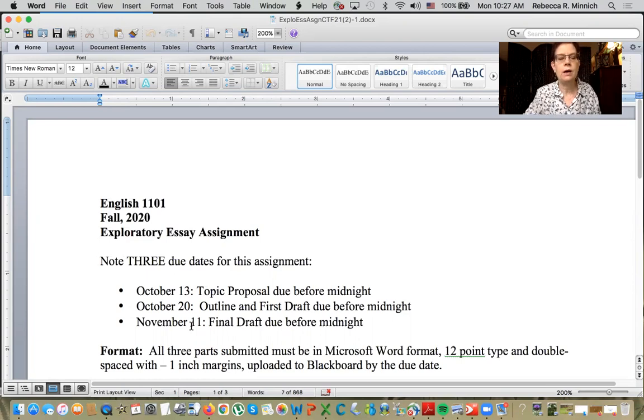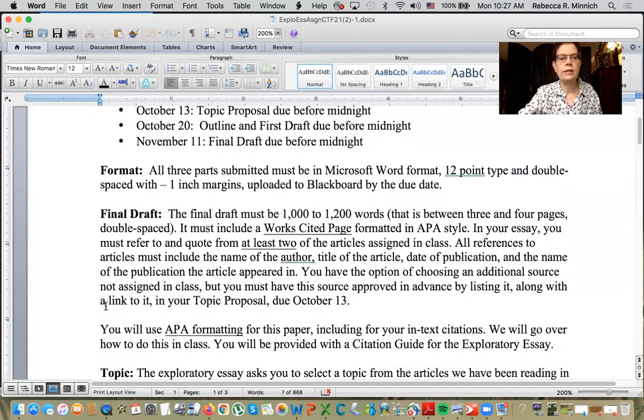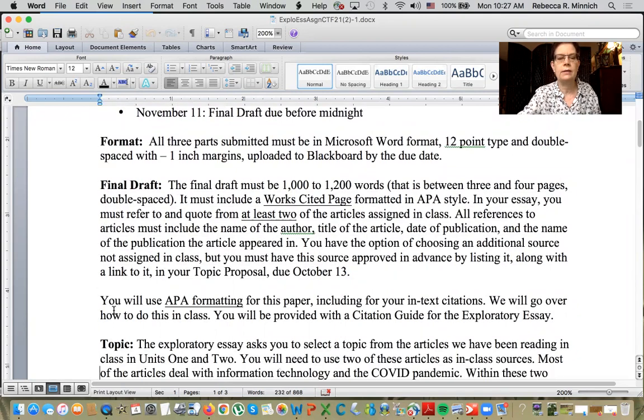So you will have an opportunity for my feedback between the topic proposal and the first draft, and between the first draft and the final draft. So there should be lots of interchange, chances to correct things, chances to revise. All of that is good.